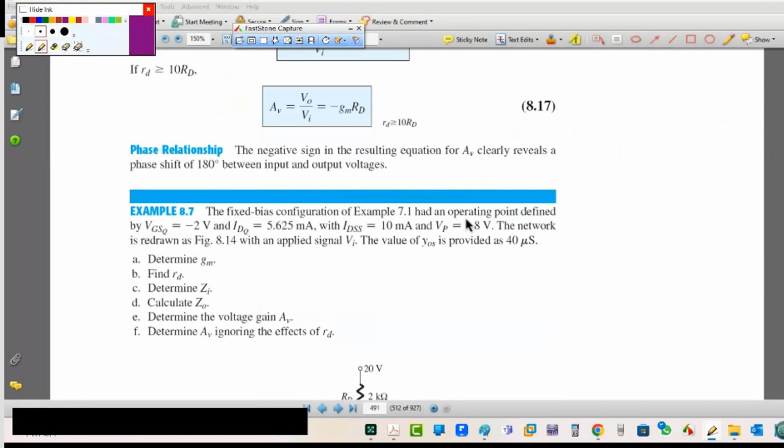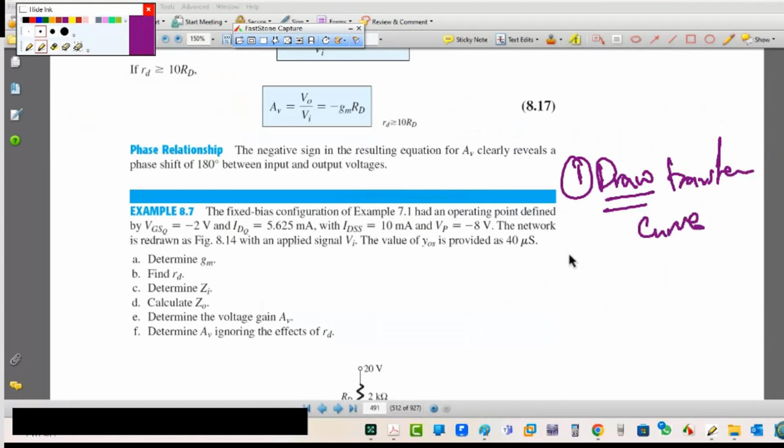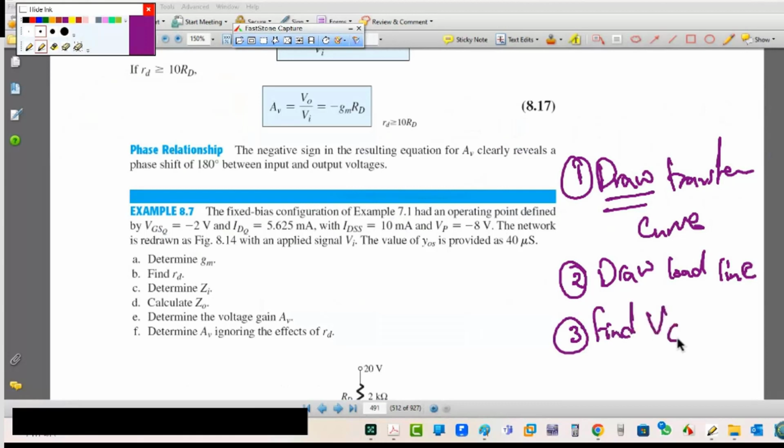Now, first of all, you have to draw the transfer curve. Second thing, the load line. Third thing, find VGSQ. It's very important.